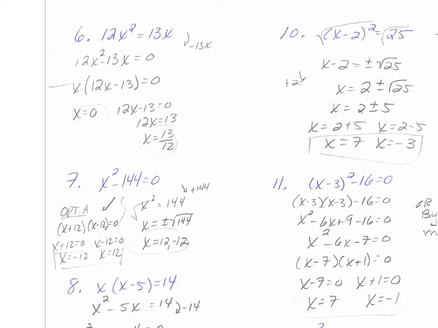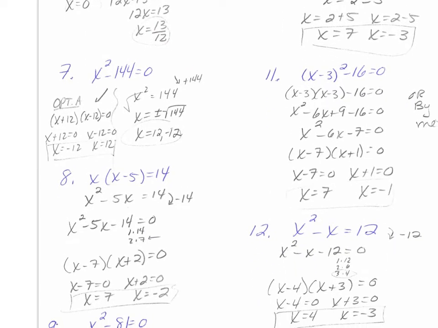Now when you look at number 7, you see that this one is actually solved 2 ways. You can add the 144 to both sides to get x squared equals 144. Use the square root method by taking the square root of both sides and get those 2 solutions. Of course, you could factor it as the difference of 2 squares and move on from there.